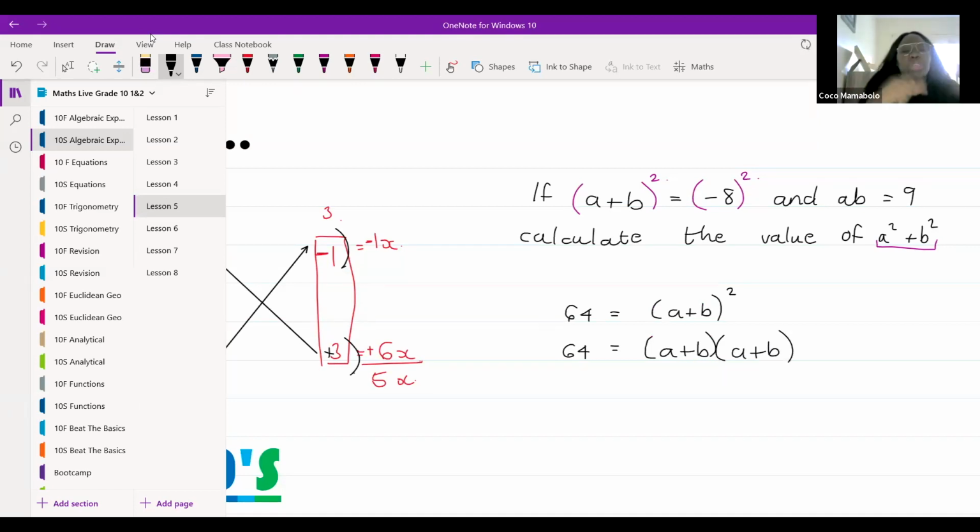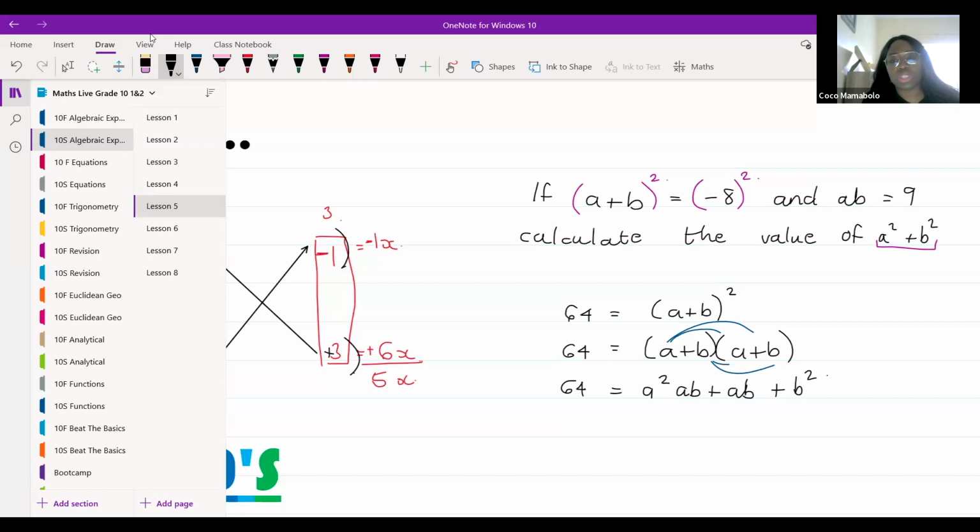Right. And then we're just going to do a little bit of FOIL. Let's do a bit of FOIL, guys. Tell me what you get when you FOIL. What do we get? I'm going to get 64 is equal to a squared plus b squared. Don't forget about the middle term, Abu. And then I'm going to get a times b, which will give me ab, plus b times a, which is going to give me ab again, and then plus b squared.